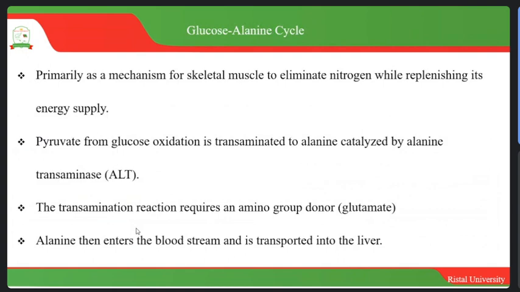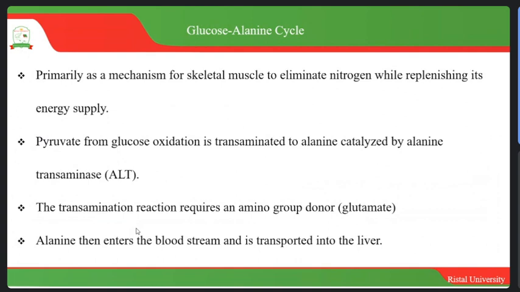So we get into what you call the glucose alanine cycle. And this is primarily a mechanism for skeletal muscle to eliminate nitrogen while replenishing its energy supply. What happens? Your body has to remove the excess nitrogen that comes from your proteins, or the breakdown of these proteins, and they do this in a way that they replace some energy. So the pyruvate from glucose oxidation is transaminated to alanine, catalyzed by alanine transaminase.